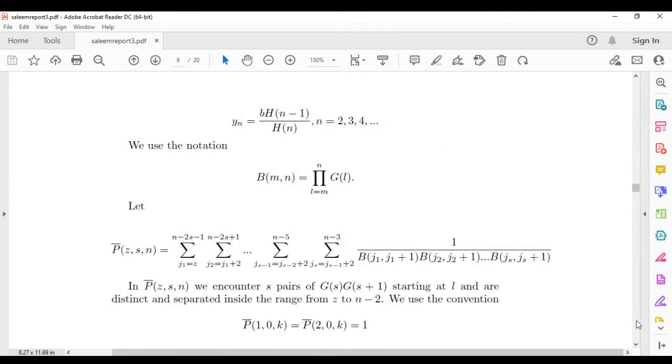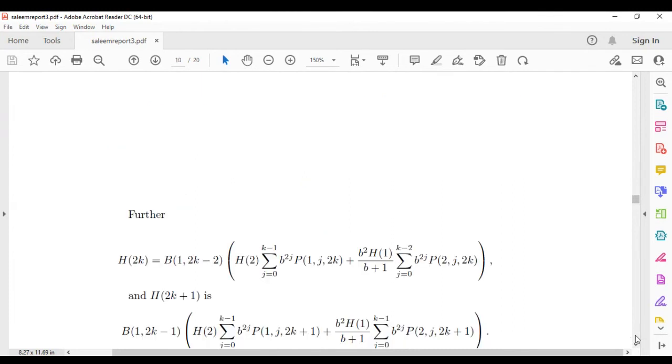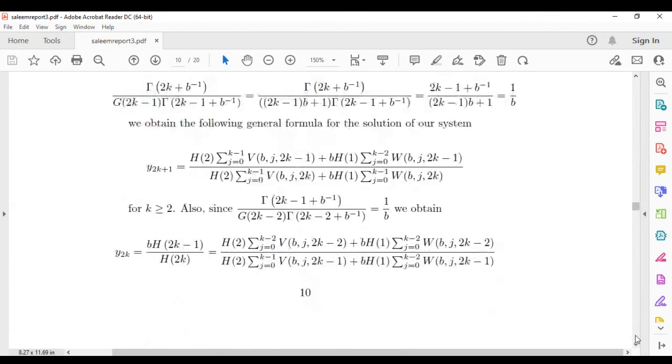So in this case, we encountered some summations, including some products, the p's, which are products of the g's, and we used our formulas at the beginning in order to reach this form for the solution here, y2k.